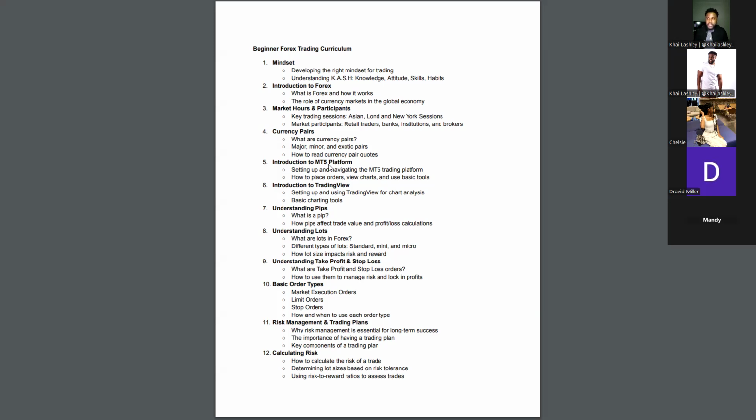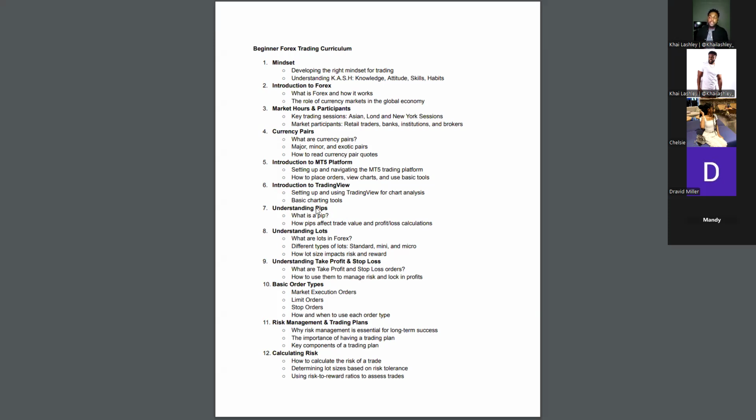Let me just make this clear. MT5 is the platform you actually trade on. TradingView is where you do your analysis of the market. So MT5 is where you do the trading, and TradingView is where you will do your analysis of the market.